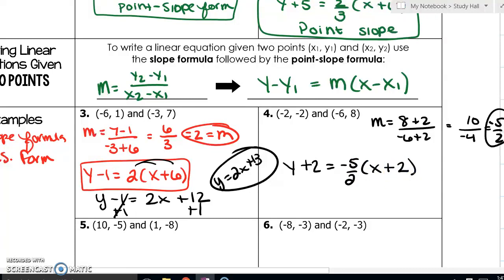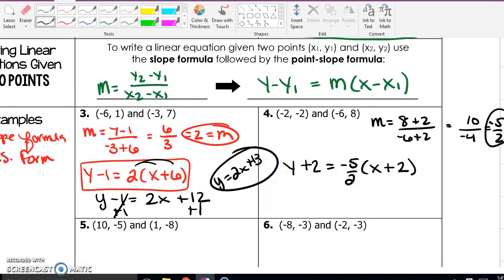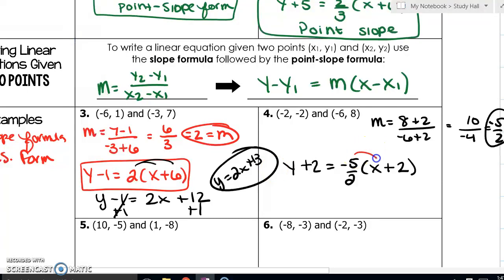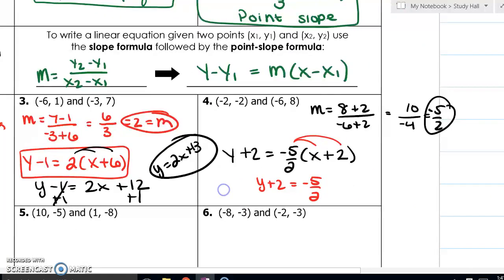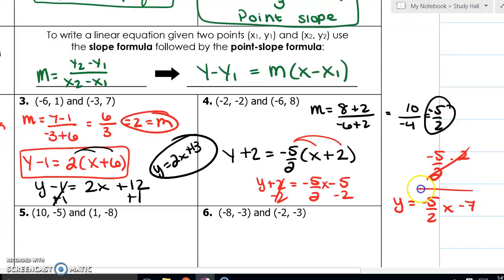negative 2. And again, in point slope form, you could leave it just like that, or since this is a fraction, I'll do this one for you as well. We're going to distribute negative 5/2 to be y plus 2 equals negative 5/2, and we do that little fraction math on the side, negative 5/2 times 2, the 2's cancel, and I'm just left with negative 5. And then subtract 2 from both sides. And that would be y equals negative 5/2 x minus 7.